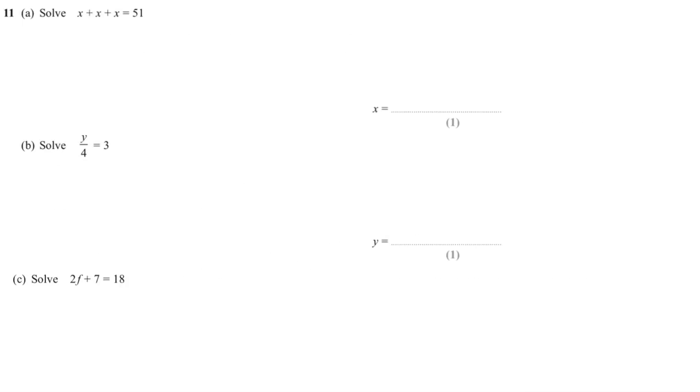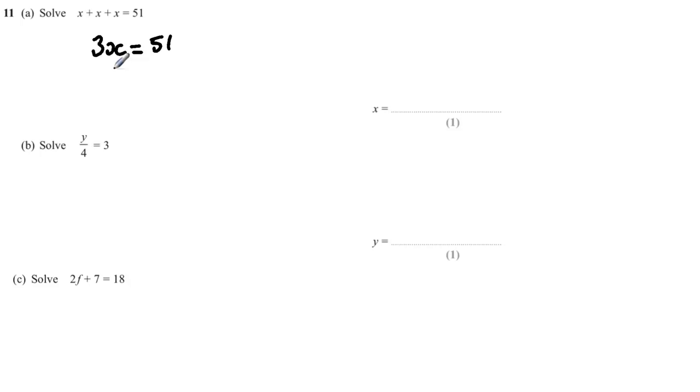Question 11a, solve x plus x plus x equals 51. So the first thing I'm going to do is to collect like terms. So we have 1x plus 1x plus 1x, which gives me 3x equals 51. Now, it's very important to remember that whenever there's a variable next to a number, it means we're going to multiply the two terms together. So we have 3 times x equals 51.